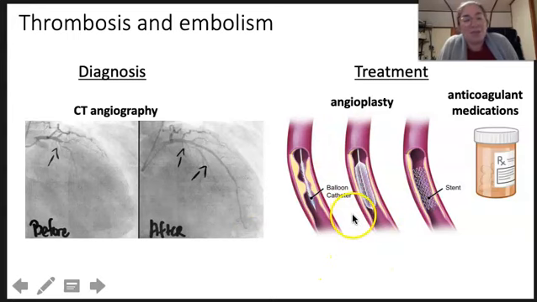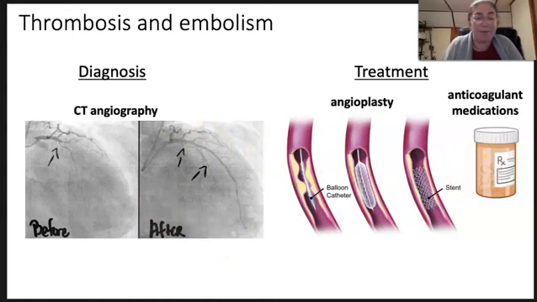So the treatments that can be done, just like we saw before with atherosclerosis, we can do an angioplasty procedure. Also, we can treat it with medication, with anticoagulant drugs. If the clot is particularly bad, we can use thrombolytic drugs, which break up blood clots. But typically we put people on anticoagulant medications to keep the clotting down, to prevent any more blood clots from forming.